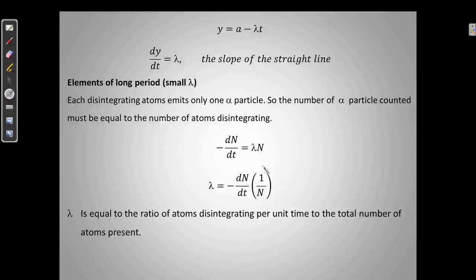So minus dN by dt equals lambda N. This is the law of radioactive disintegration. Then lambda equals minus dN by dt into 1 by N. So lambda is equal to the ratio of the atoms disintegrating per unit time, that is dN by dt, to the total number of atoms present, that is N. Since lambda is very small, dN by dt is again very small. That means the rate of change of N is very small. So we can find lambda in this way. For large lambda you can measure in one way, and for small lambda you can find lambda in this way.